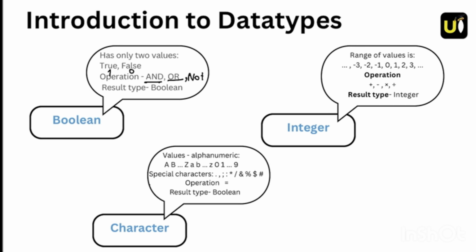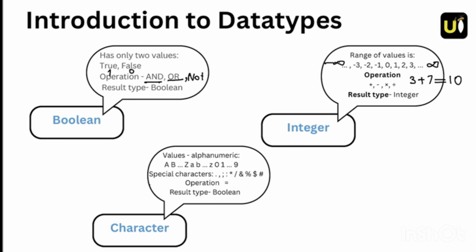Now, in the case of integers, as you know, integers are basically numbers. So it can be any integer from minus infinity to plus infinity. Any integer in between can contain that value, and we can perform mathematical operations on these integers, and the result type we get is also an integer. So for example, we take 3 plus 7. Plus is a mathematical operation, and the result we get is 10, which is also an integer.